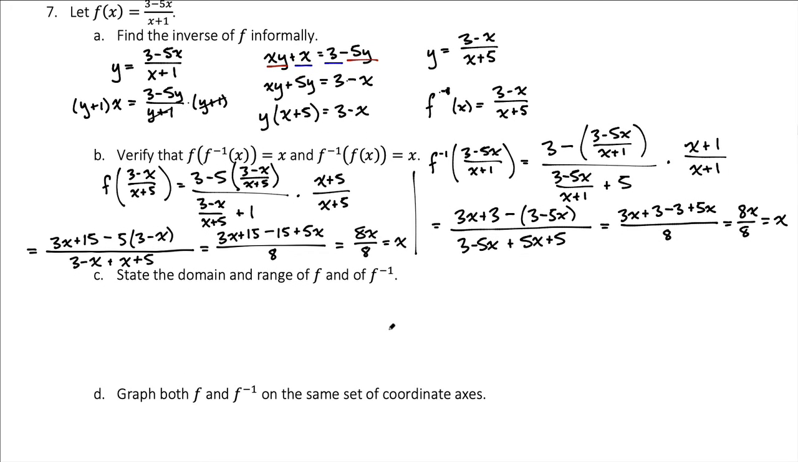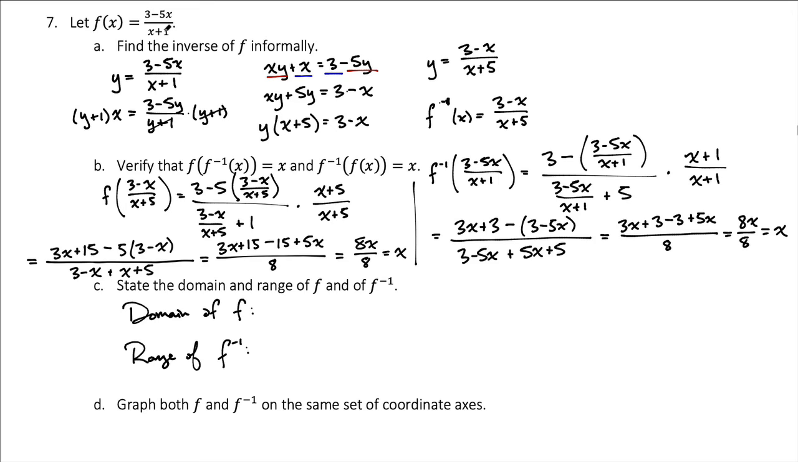Okay, now for our domain and range. So our domain of f is the same thing as the range of f inverse. So we just look at f, and we're dividing by x plus 1, so we know x plus 1 cannot be 0. X plus 1 not equal to 0, which means x cannot equal negative 1. So our domain of f then would be negative infinity to negative 1 union negative 1 to infinity, everything except for negative 1. And the range of f inverse is the exact same thing. We don't need to do any work for that because we know the domain of f is the range of f inverse.